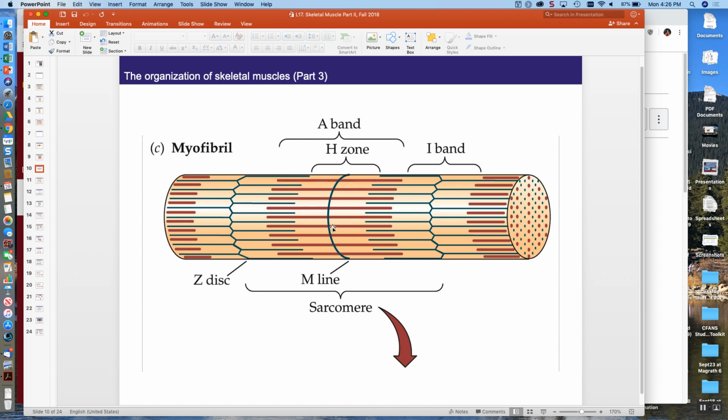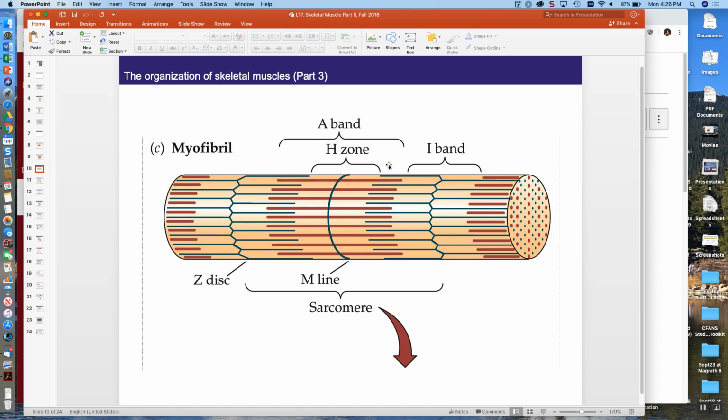Then you have the M line. You can see here the I band. The I band is only made up of actin. The H zone is only made up of myosin. And the A band is defined from myosin head to myosin head. So there's some overlap of myosin and actin within the A band.